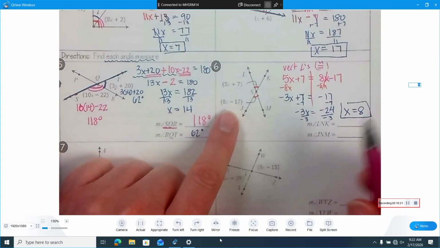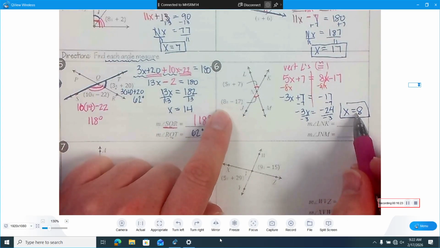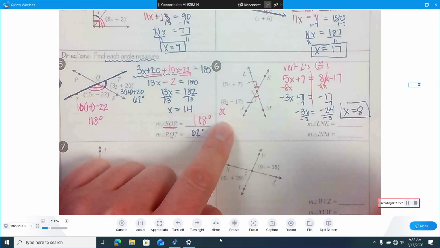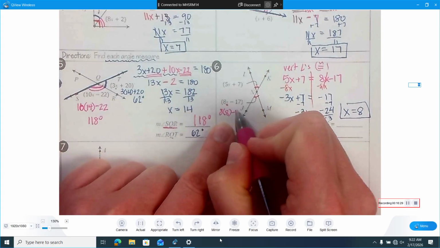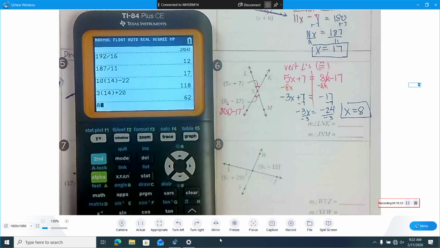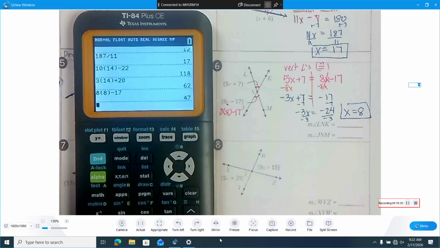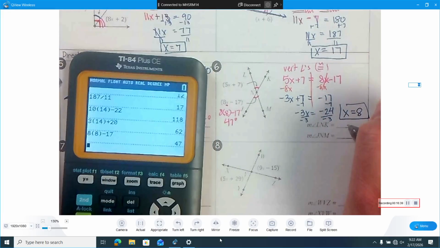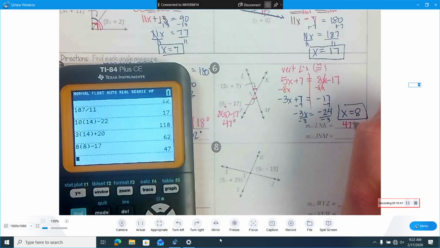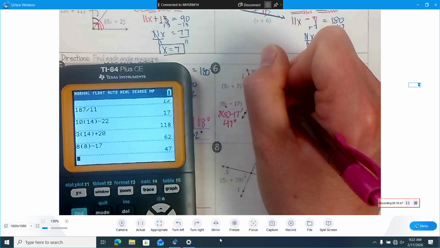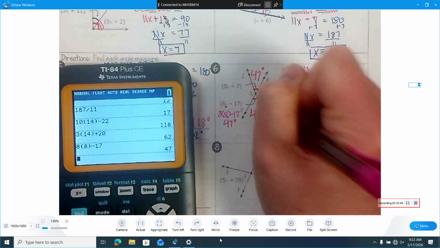Gotta plug it back in. So I'm going to take my 8 and plug it right back in place of x. So we have 8 times the 8 minus the 17. And I can just use my calculator. So 8 times 8 minus 17. 64 minus 17 is 47 degrees. Do I have to plug it into the other one? No. Why? Because they're equal. If they're both vertical angles, they should both be 47 degrees.